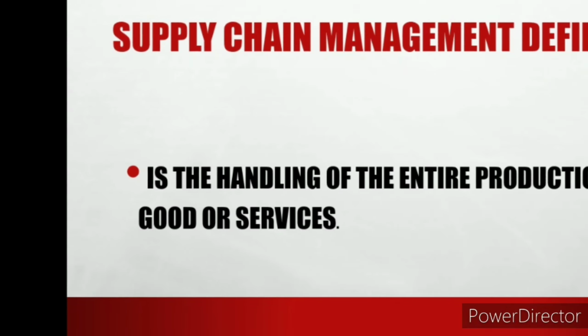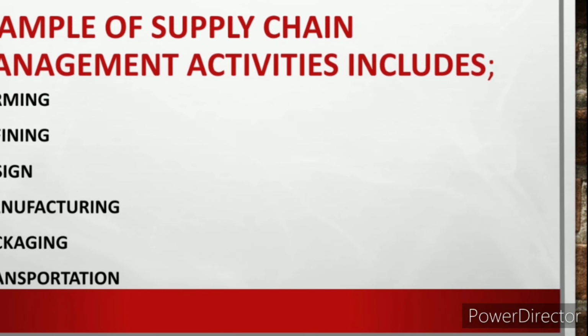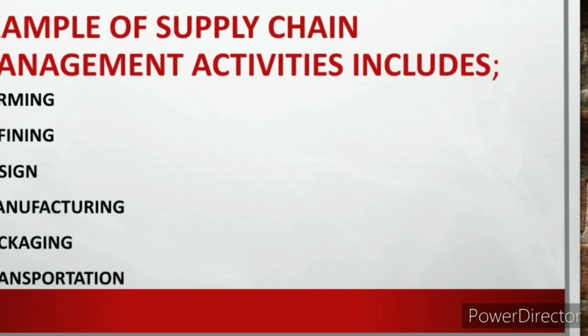This management also covers the broad range of activities required to plan, control, and execute a product flow from production to distribution. A supply chain is a network between a company and its suppliers to produce and distribute a specific product or service. Examples of supply chain management activities include farming, refining, design, manufacturing, packaging, and lastly, transportation.